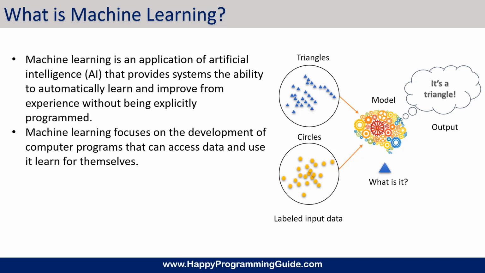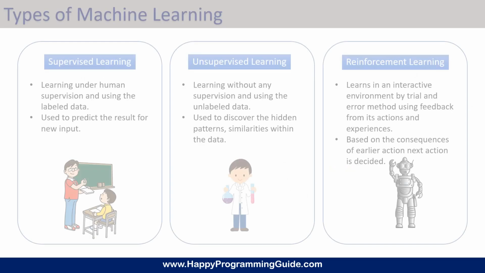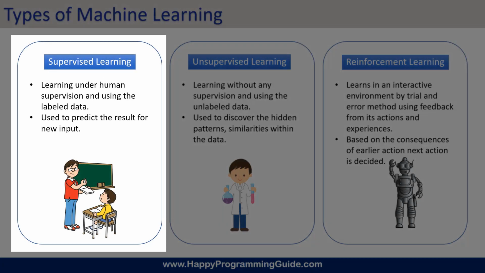Machine learning is again classified into three main types: supervised learning, unsupervised learning, and reinforcement learning. Supervised learning, as the name suggests, is a type of machine learning where a human acts as a guide, teaching the algorithm what conclusions it should come up with.